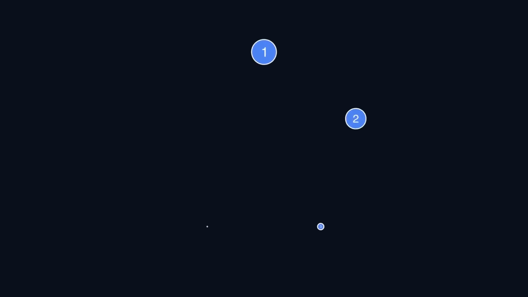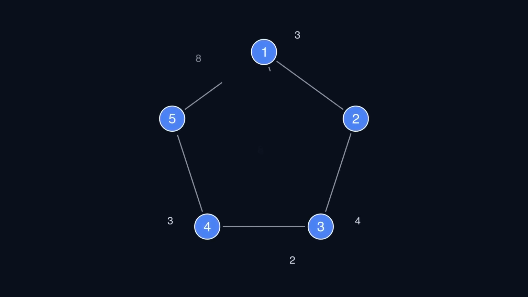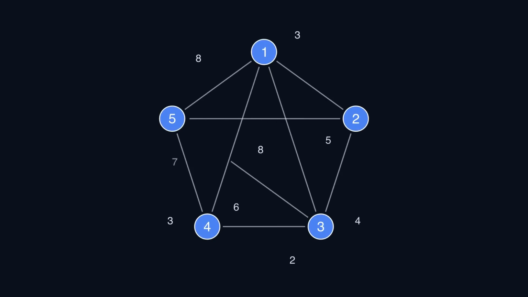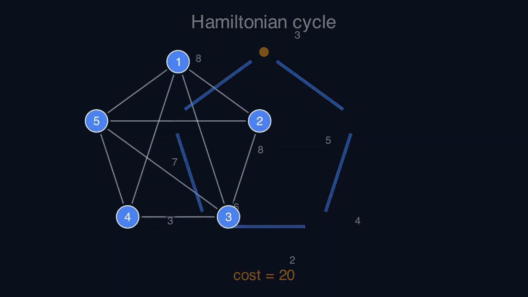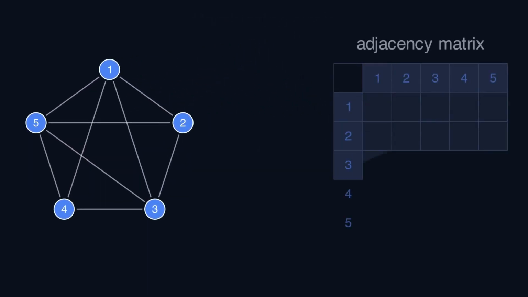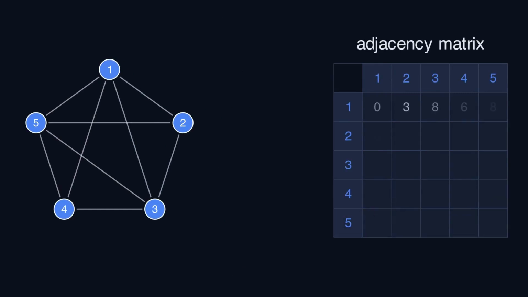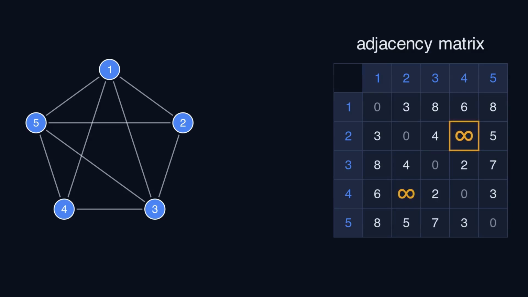Let's define it precisely. You're given a set of cities and the distance between every pair. Your goal is the shortest possible tour that visits each city exactly once and returns to where you started. In graph theory, this is a minimum cost Hamiltonian cycle on a complete weighted graph. We store those distances in an adjacency matrix, and if two cities aren't connected, we set that weight to infinity.